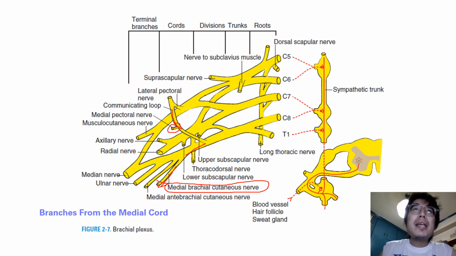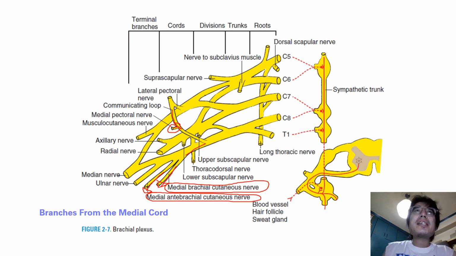Adjacent to it is the medial antebrachial cutaneous nerve, which runs between the axillary artery and vein and then runs medially to the brachial artery. The medial antebrachial cutaneous nerve will innervate the skin on the medial side of the forearm.